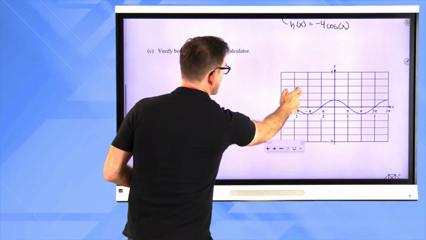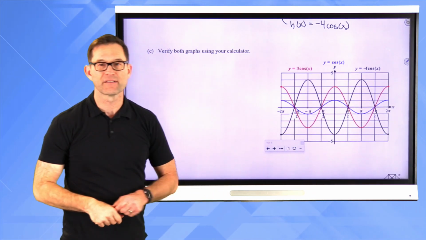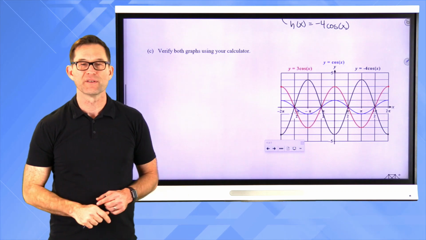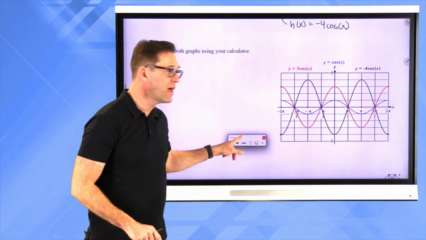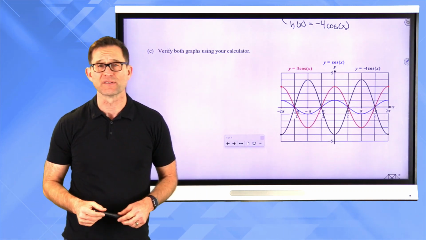If you think I like trigonometric graphing, you're absolutely correct. I think it's one of the coolest things that we do in this course. And one of the things I love about it is it has so many applications.